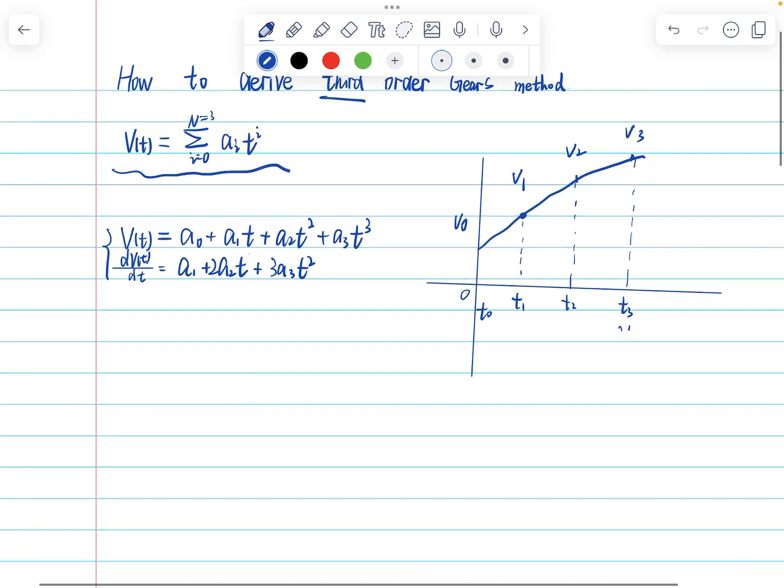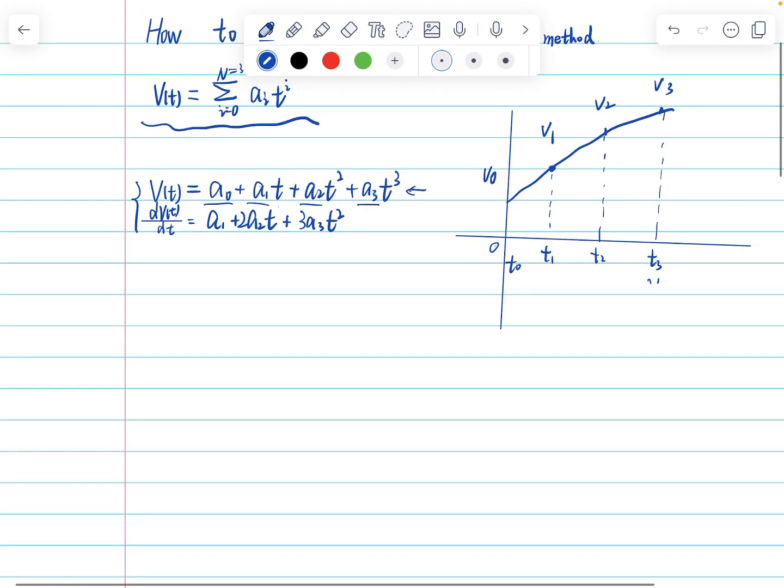As you can see, we have 4 unknown variables, A0, A1, A2, and A3. The purpose of the whole thing is to get the values of A0, A1, A2, and A3 and substitute them in this function, right? And in order to get this, we need 4 equations because there are 4 unknown variables.